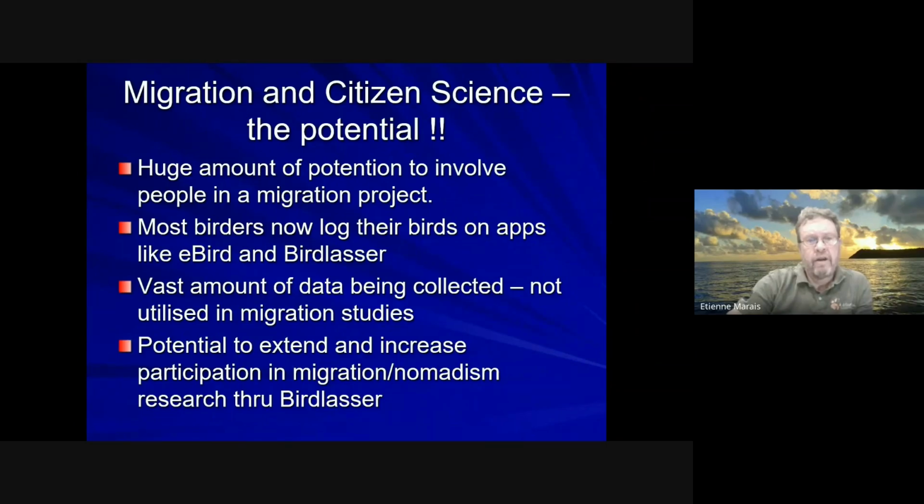So this is the intention in the next couple of weeks, that there will be the launch of the BirdLasser bird migration and nomadism project. And I think we're maybe more interested specifically in South Africa to look at regional migrations and how birds move. And there's even things like sunbirds that show tremendous movement in the region that we don't fully understand.